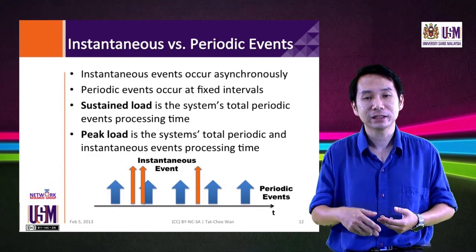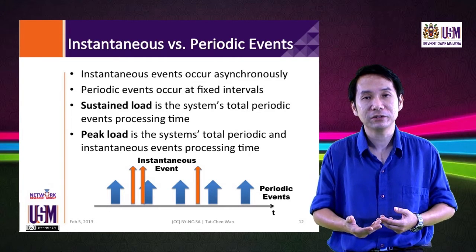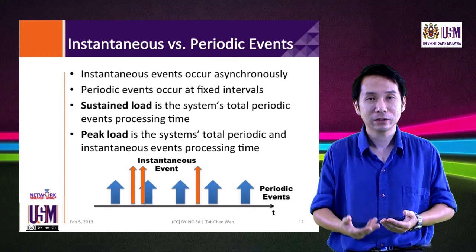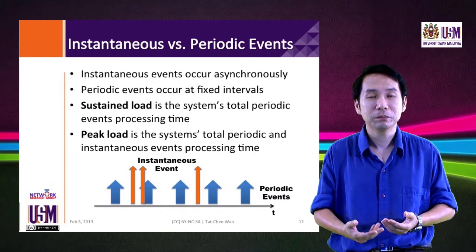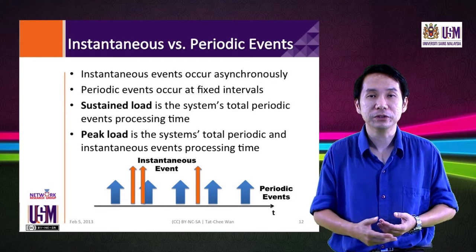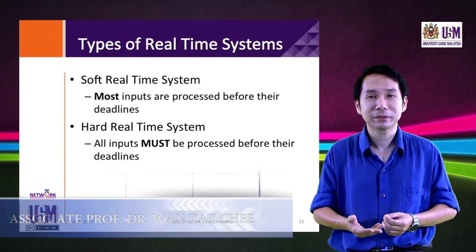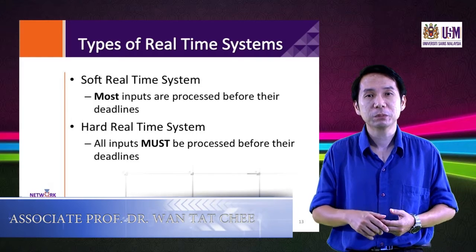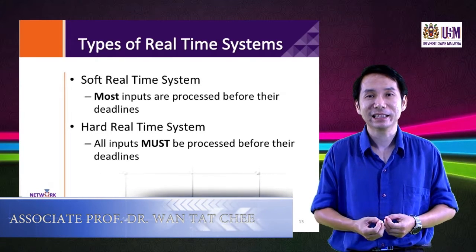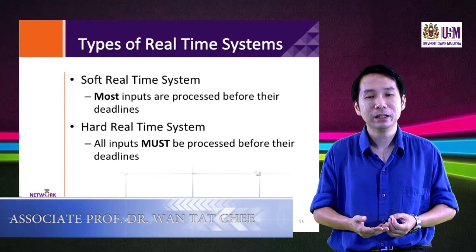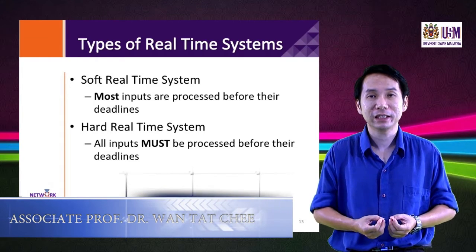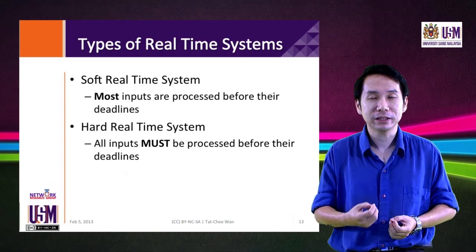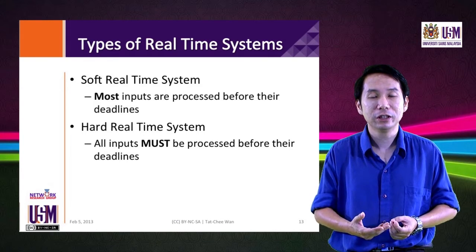Peak load is the system total periodic load and instantaneous event load processing time added together, and this indicates how much processing overhead is being performed by the operating system and the CPU. So we can define the types of real-time system based on the way they deal with deadlines. A soft real-time system will be able to process most inputs before their deadlines, whereas in a hard real-time system, all inputs must be processed before the deadlines, meaning that they cannot afford to miss any deadlines. Typically, hard real-time systems are used in safety and other critical infrastructure systems.